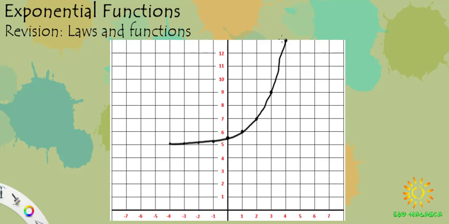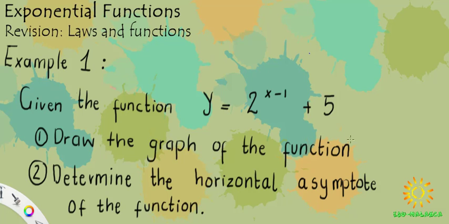And I'll also label it. This is the graph of y is equal to 2 to the power of x minus 1 plus 5. So we've solved for the first question. The second question asked us to determine the horizontal asymptote of the function.